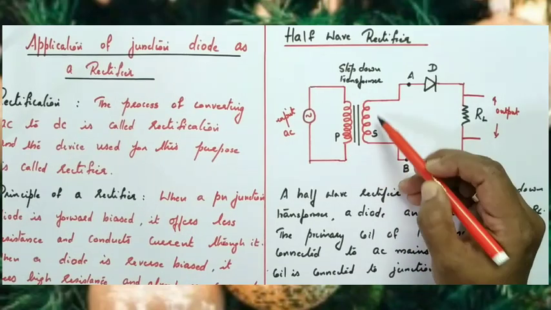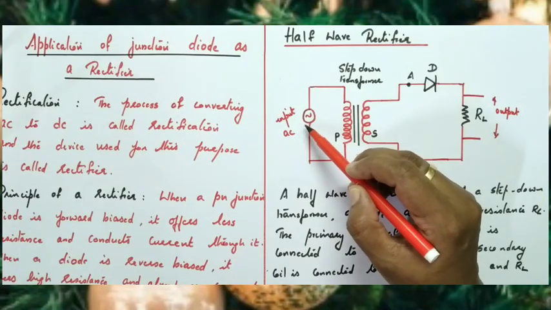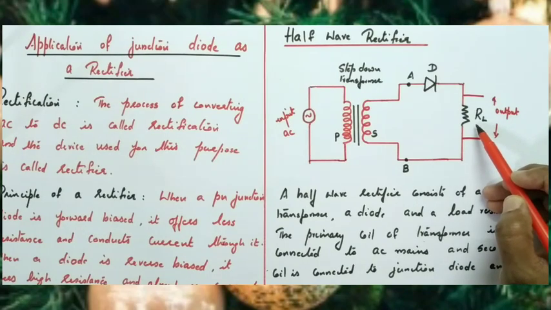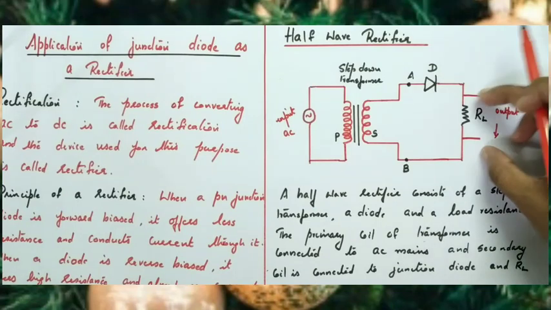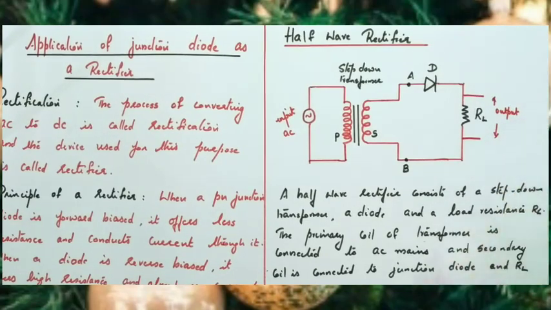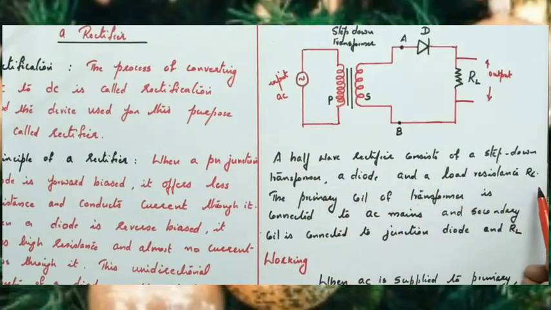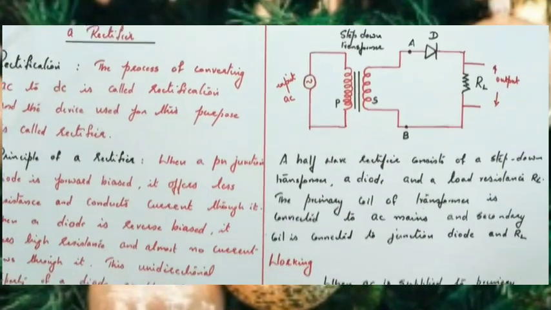So this is the symbol of a step down transformer, and the primary is connected to the input AC source, and the secondary is connected to the diode as well as RL. RL represents the load resistance. Load resistance means the output is taken across this resistance, and hence it is called a load resistance. So a half wave rectifier consists of a step down transformer, a diode and a load resistance RL. The primary coil of the transformer is connected to the AC mains and the secondary coil is connected to the junction diode and resistance RL. Now we can see the working of this half wave rectifier.